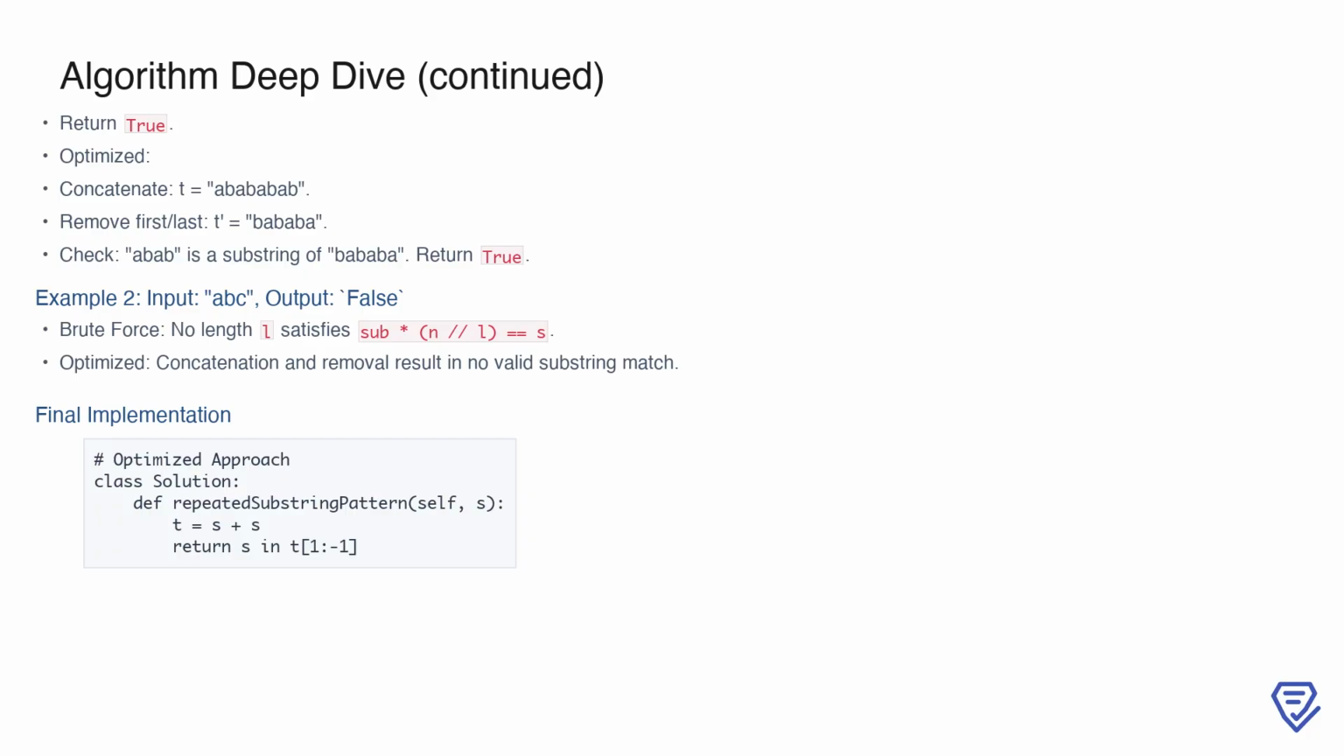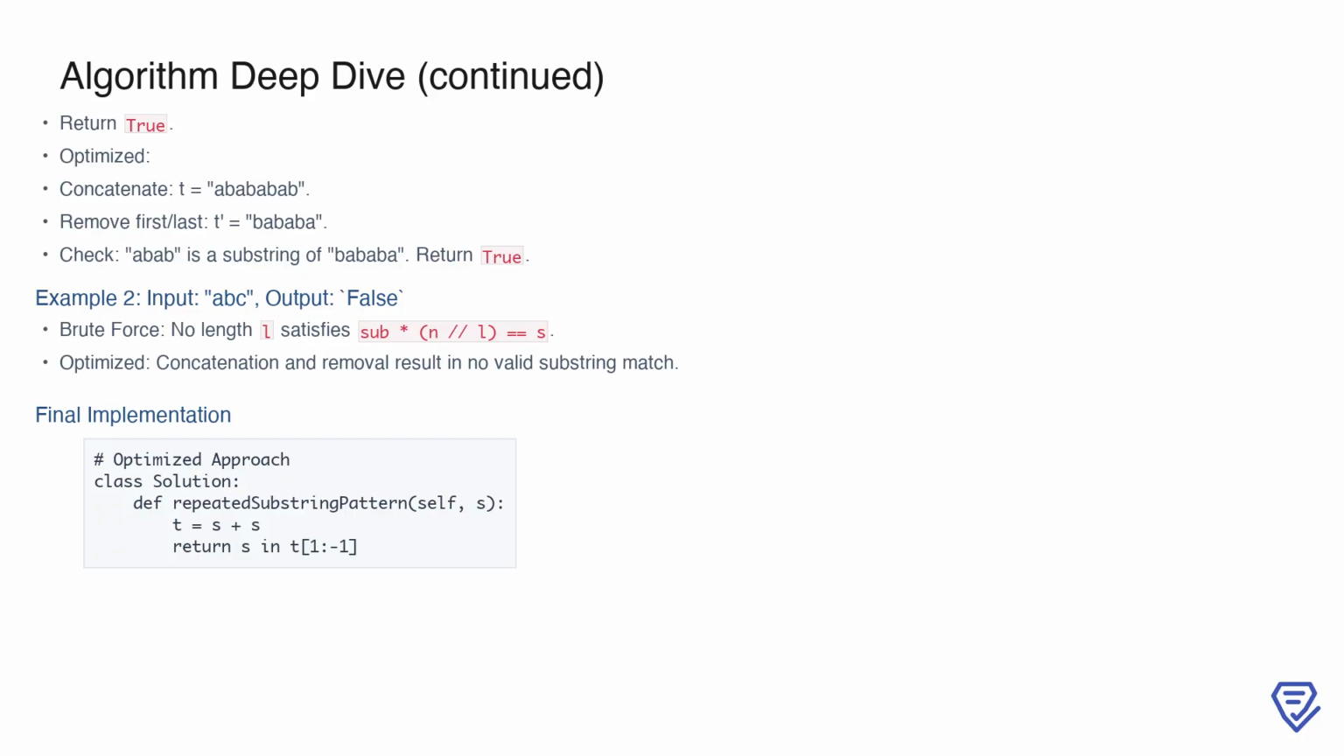In the optimized approach, we concatenate ABAB with itself to get ABABAB. After removing the first and last characters, we are left with BABABA. Checking if ABAB is a substring of BABABA, we find that it is, so we return true.